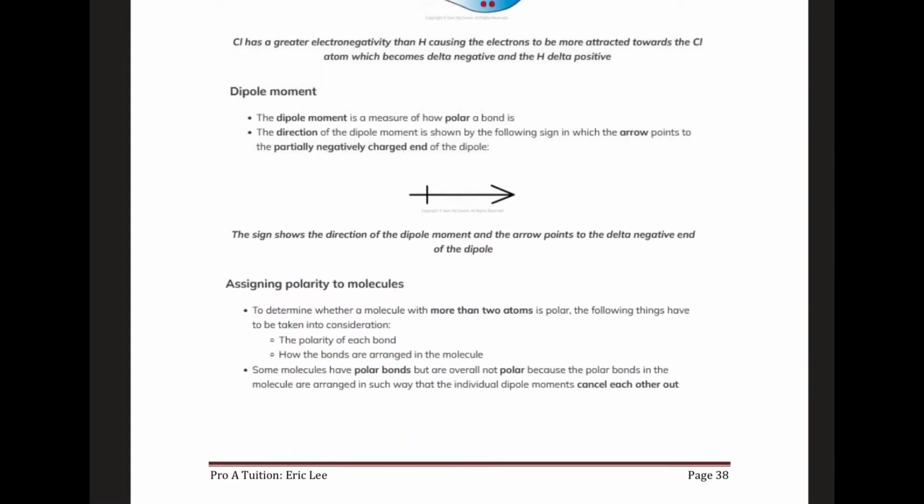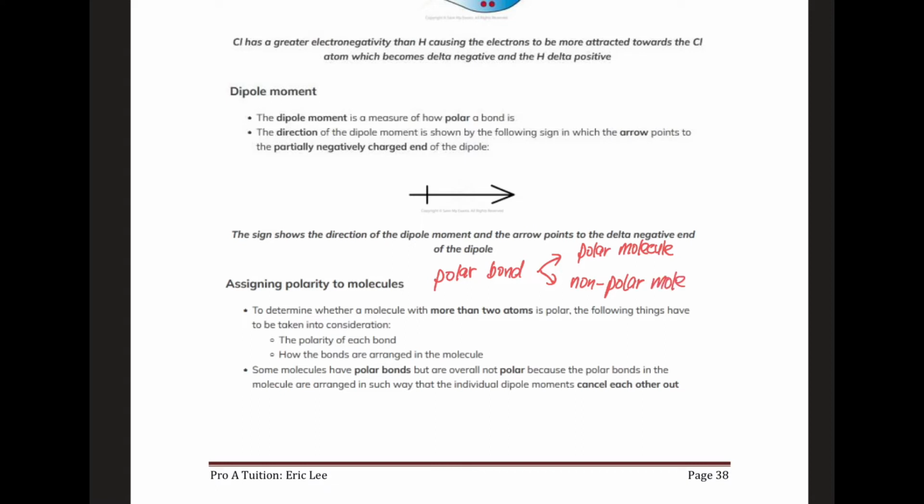Let's move on. Assigning polarity of molecules. To determine whether a molecule with more than 2 atoms is polar, the following things have to be taken into consideration: the polarity of each bond, and how the bonds are arranged in the molecule. Polar bonds sometimes lead to a polar molecule, sometimes to a non-polar molecule.